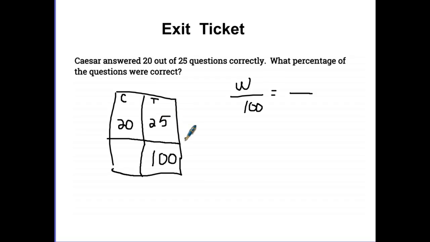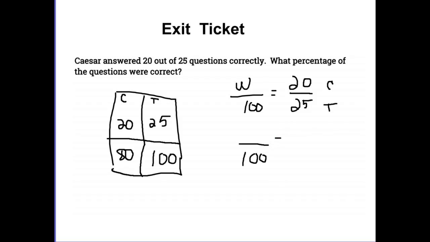So 25 times what number is 100? Well, that's 25 times 4. So that means 20 times 4 is going to be 80. This is correct. This is total questions. I'm going to set up my original ratio. And I'm going to do the same thing. I know that I need to do something with this number to make it 100. So I'm going to think of what can I do with the 25.